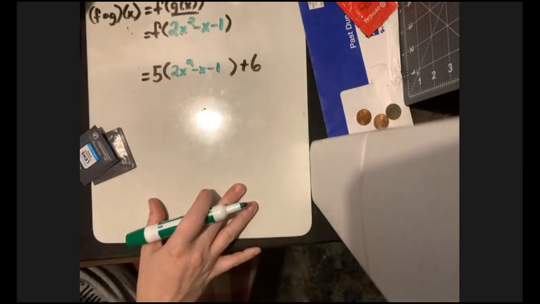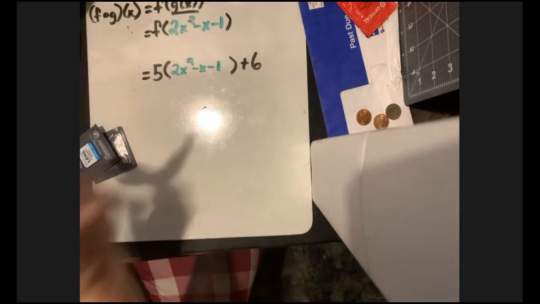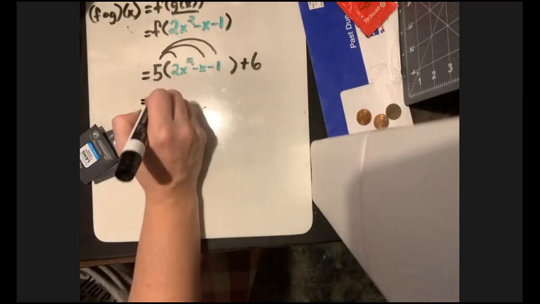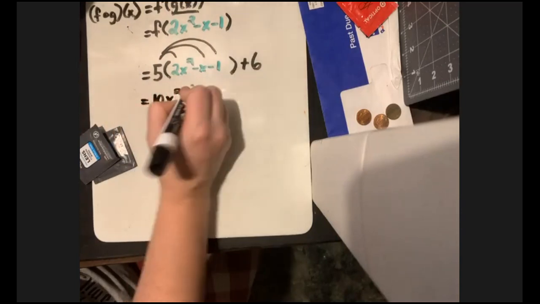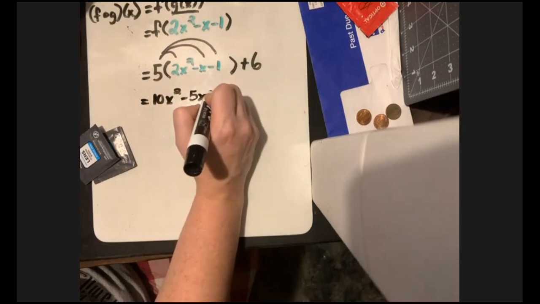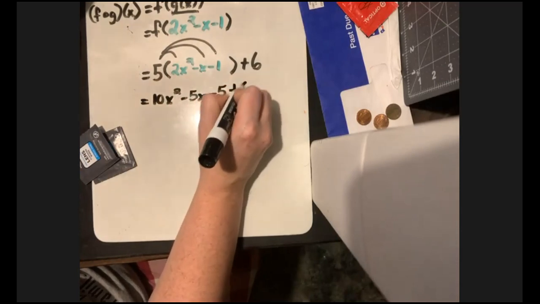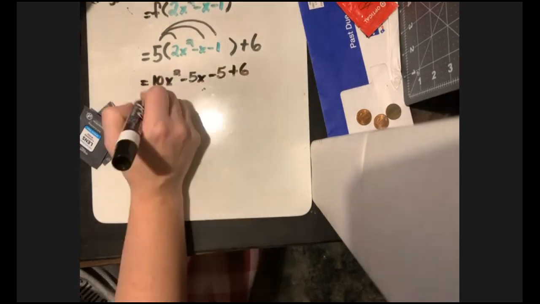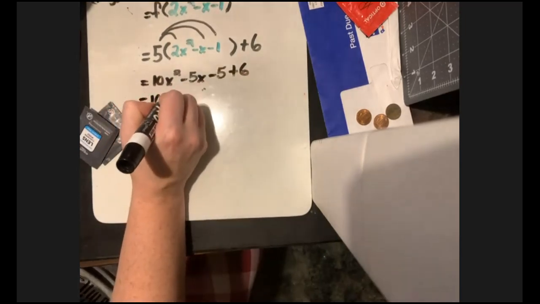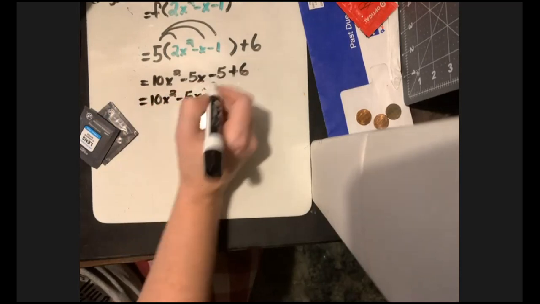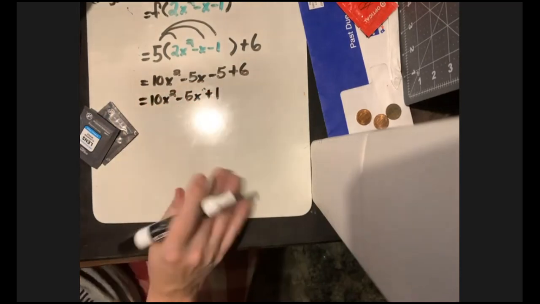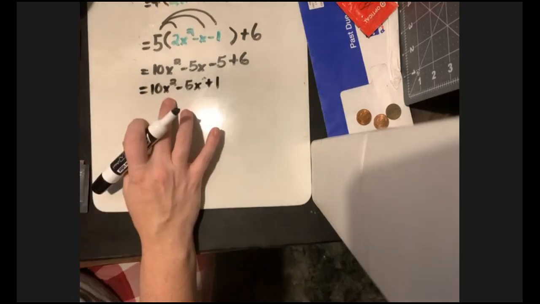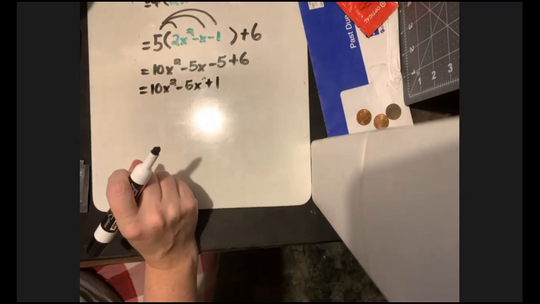We can clean that up just a little bit by distributing. So now I have 10x squared minus 5x minus 5. And then I still have that plus 6 from the end of the line. And then we can combine on the back part, and we get 10x squared minus 5x plus 1. And so that is my composition right there. That is f composed with g of x.